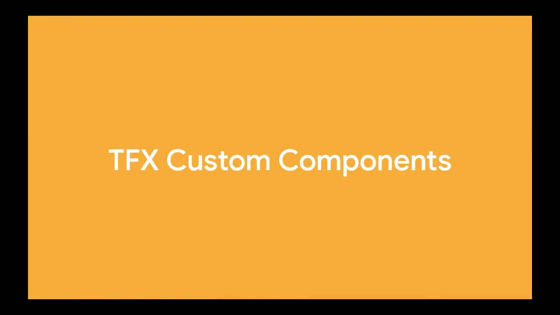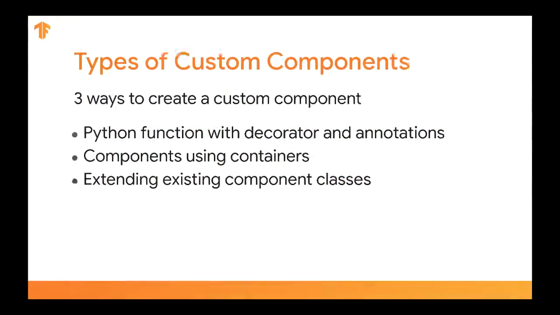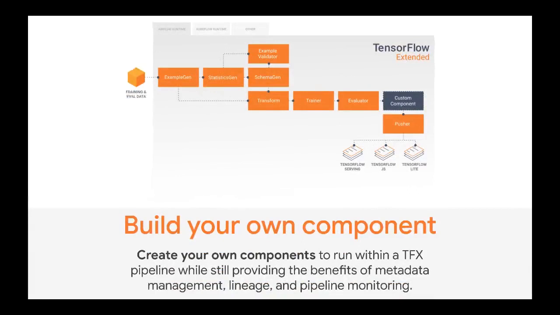In addition to the standard components that we talked about, there are custom components that you can create. And there are 3 ways to do that. The first and easiest way is just to write a Python function and add a decorator and some annotations. You can also create a custom component by creating a container and wrapping it. Or you can create a custom component by extending existing classes. So let's look at these.